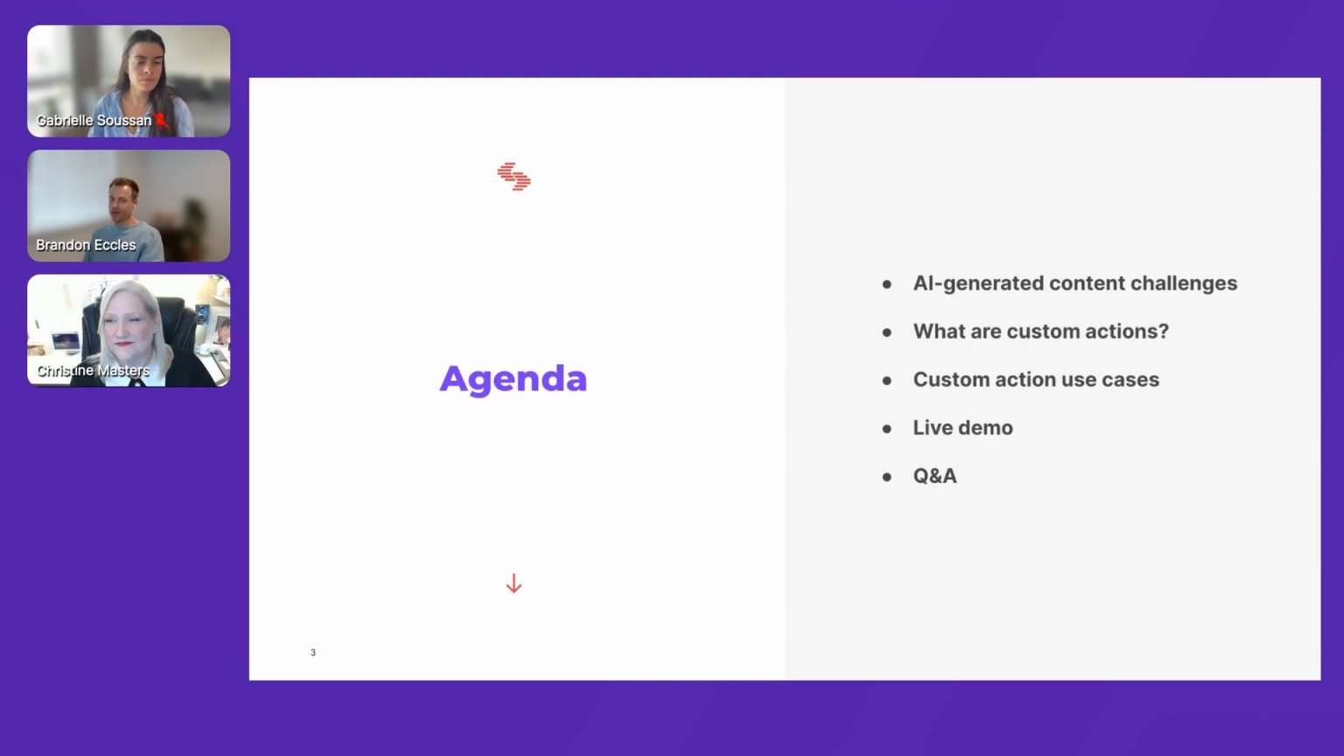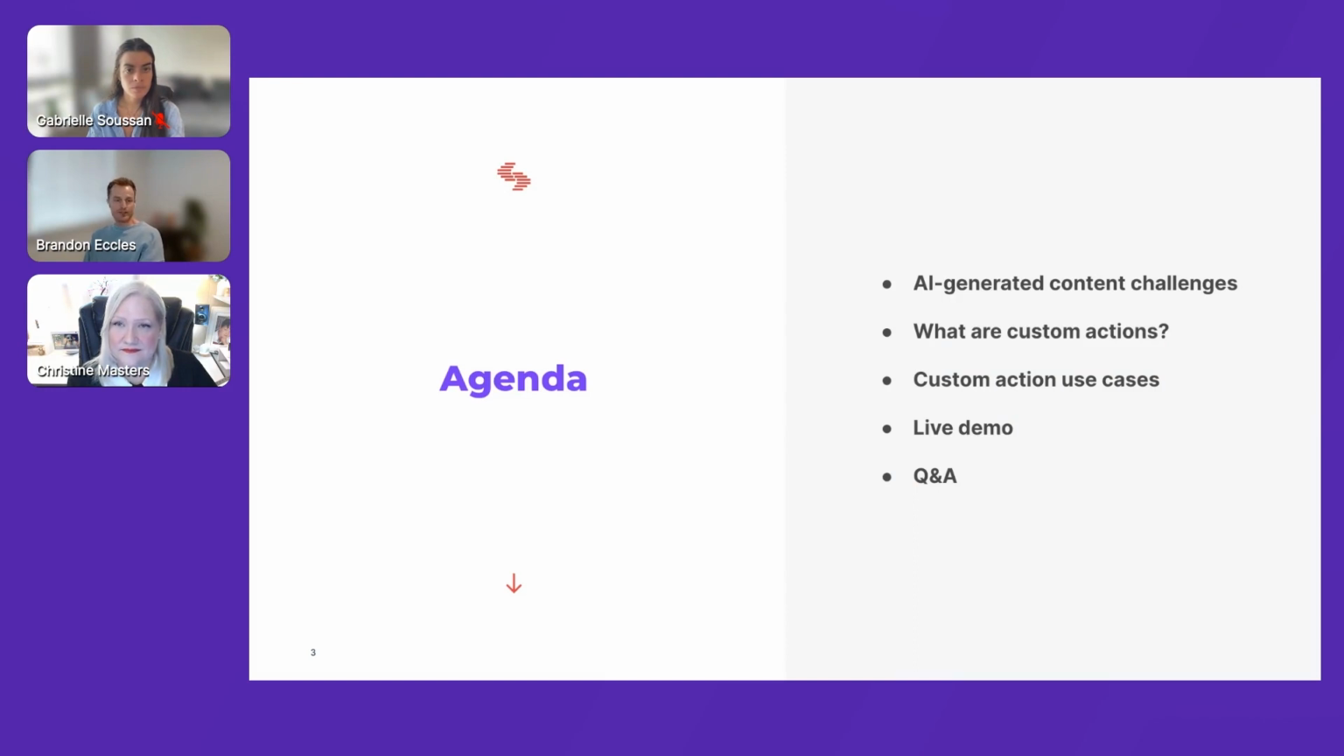And then we want to go into what custom actions are and how they're used within Contentstack. We'll talk about some specific use cases and examples that are really relevant to the work that you're doing on a regular basis, and then maybe talk about some of the potential use cases that y'all have or that you've been thinking about using with AI.